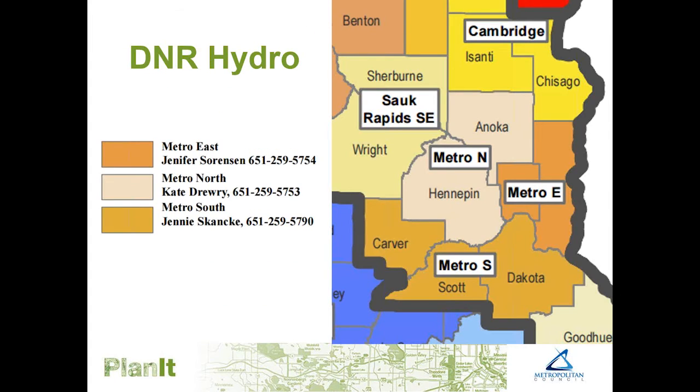Your local DNR hydrologist, or hydro, will be the main point of contact and the coordinator of the DNR Council review process. East Metro Communities will work with Jennifer Sorensen, North Metro Communities with Kate Drury, South Metro Communities with Jenny Skanke. They will share the local water supply plan with Metropolitan Council staff, and they will work with the community or public water supplier to address questions and concerns. However, Metropolitan Council staff are also available to assist as needed. Call or email me if you have water supply questions related to the Metropolitan Council, or how local water supply planning links to the comprehensive plan.